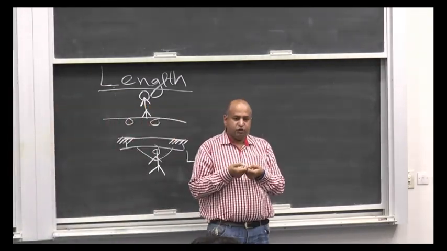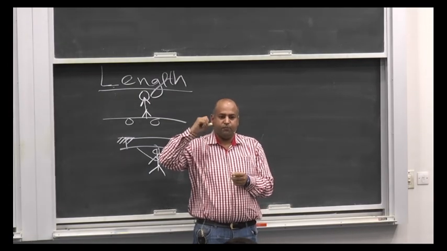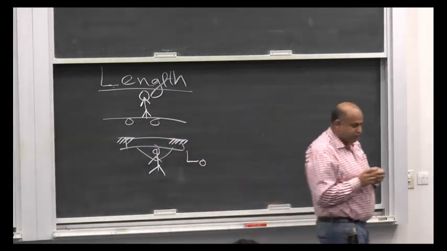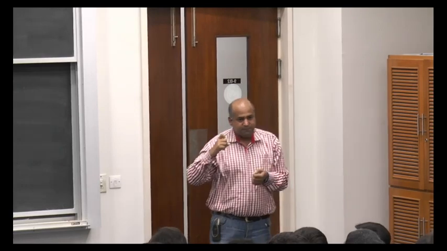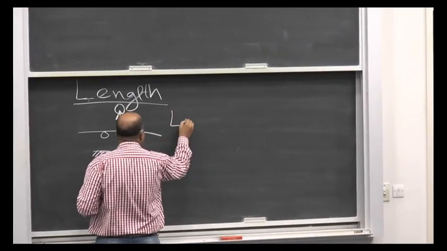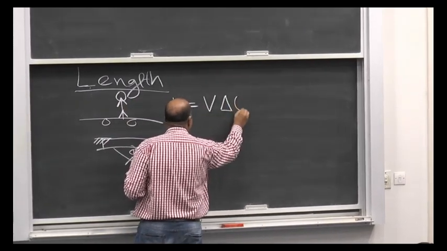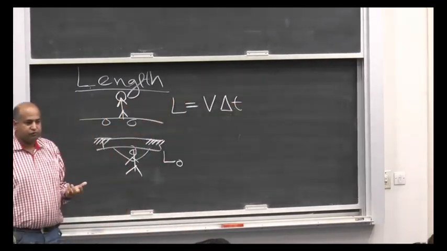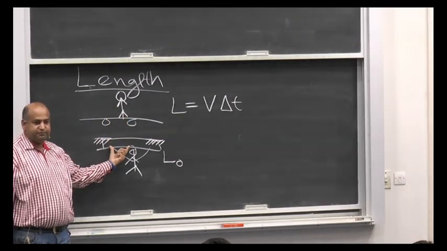So the light is going out. Once I get it back, I record, and I turn on a stopwatch. Then I keep going. The ends come here, the light gets back to me again. I stop my stopwatch, and I measure the length simply as velocity times time delta t, right? I know my velocity with respect to this person.